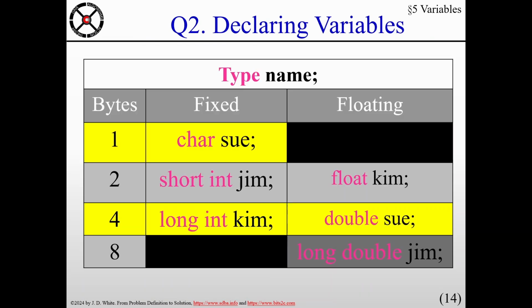Declaring variables. This is the way we declare them: the type and the variable name. In yellow are the ones that we are going to be using in this class up until we get to records. At the very end, we'll have a new type, but that will be later.